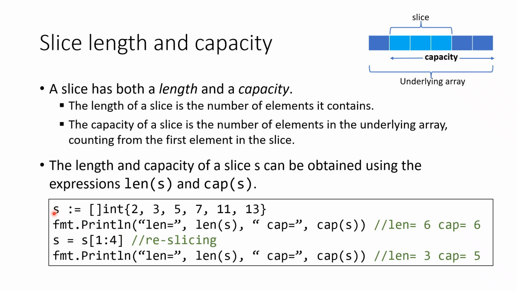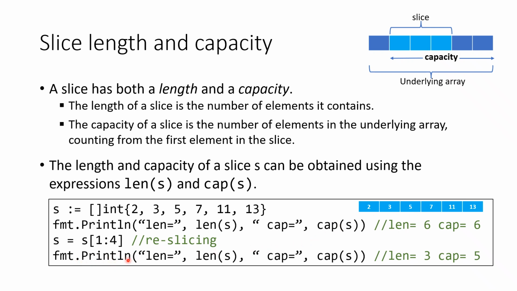Here we first declare variable S to be a slice literal consisting of 6 integers. Okay, so this is the slice S after being created. Then we print out the length of S and the capacity of S in the first Println statement. It shows that both the length of S and the capacity of S are 6 because the underlying array of the slice literal has 6 elements and the slice literal includes all of them.